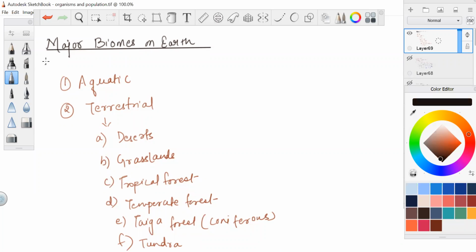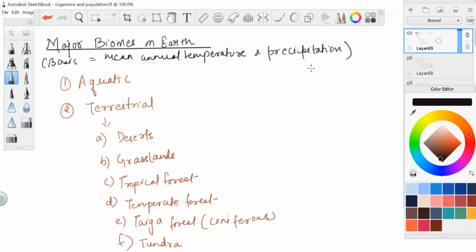The basis of major biomes is mean annual temperature and precipitation. Precipitation here can be on the basis of rainfall, or if there is no rain, snowfall.